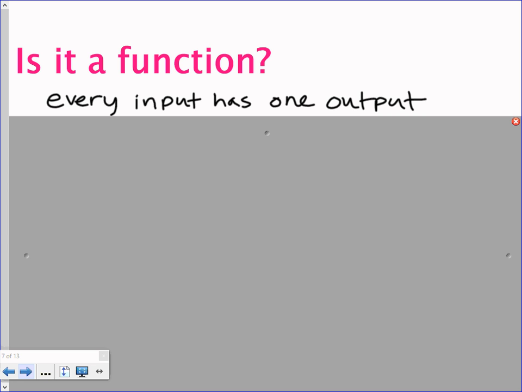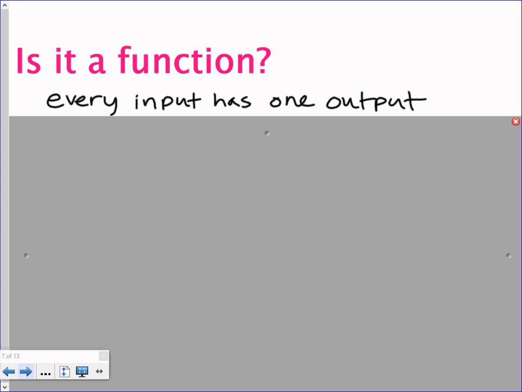Could every input go to the exact same output? Yeah, if that were the case, if they all had the same output or the same y, it would just be a horizontal line. Okay, so that would be fine. But outputs can't have more than one input. Okay, that makes it not a line or not a function.